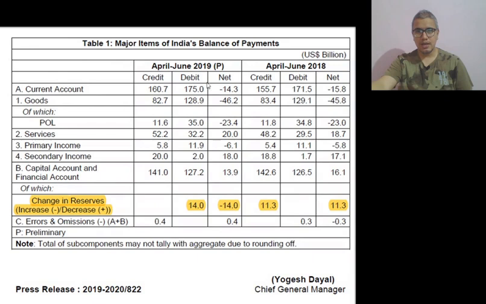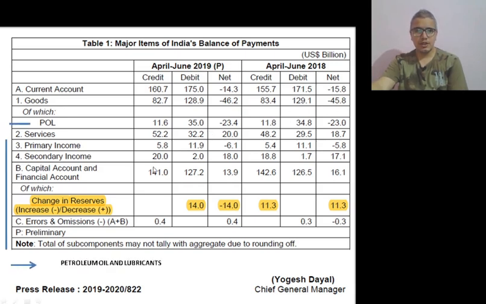This is the balance of payment data of the Government of India, and it is quarterly data, April to June 2019. It is preliminary data, and April to June 2018 is the actual data. This might change because it was provisional or preliminary data. Here you will find POL written in case of goods, and POL means petroleum, oil and lubricants.